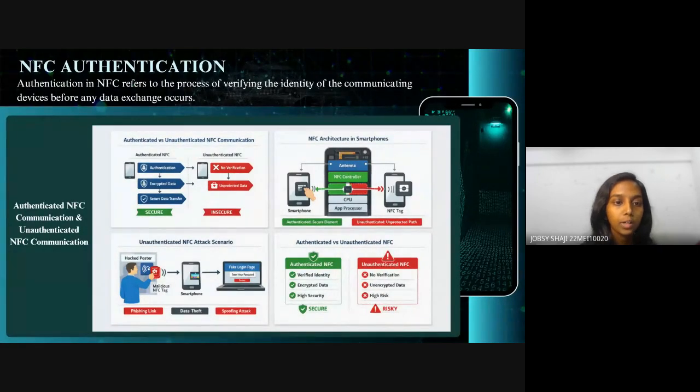security. Looking at the image, on the left side, the authenticated communication includes identity verification, encrypted data, and secure transfer. So it is marked as secure. On the right side, unauthenticated communication has no verification and unprotected data, which makes it insecure. Also in the diagram, the authenticated communication uses a secure element while unauthenticated communication bypasses it. So we will discuss it in the next slide.